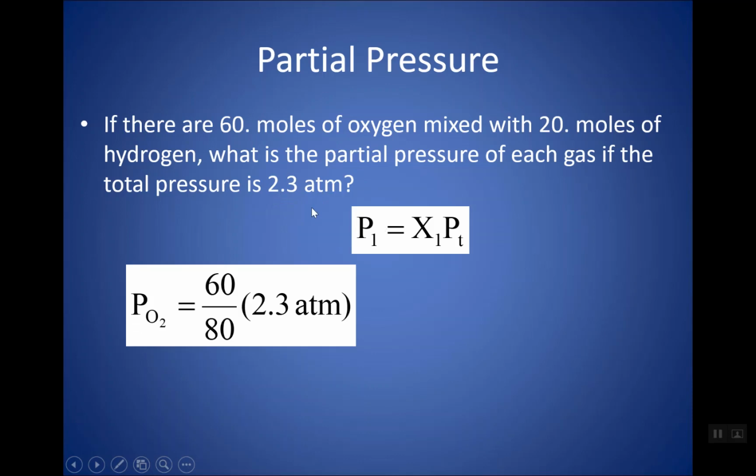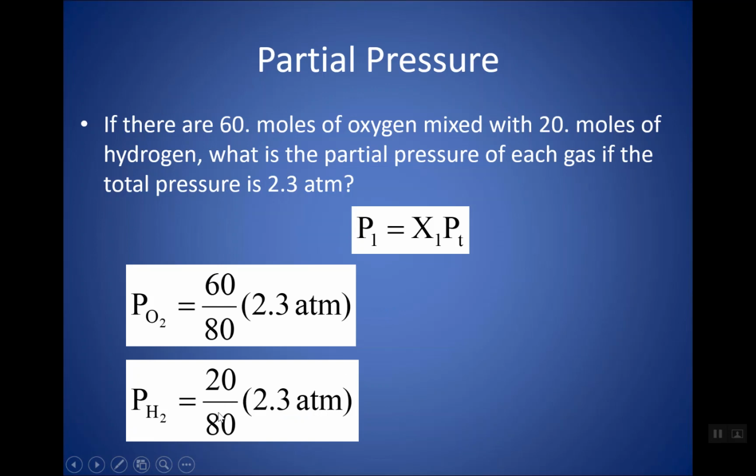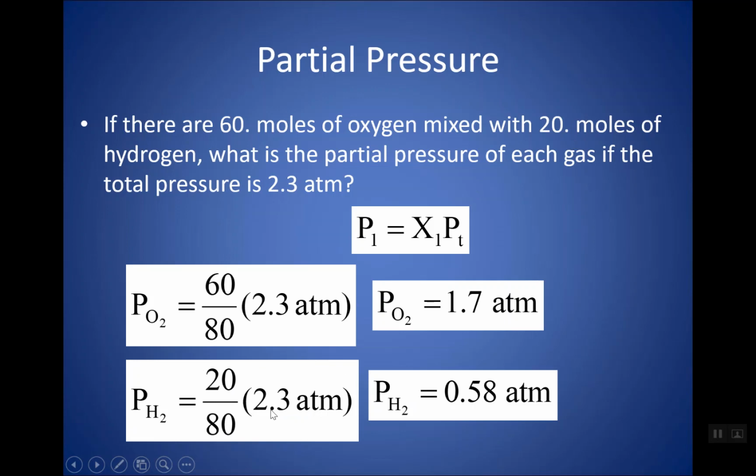So for the oxygen, I'm doing 60, the part, over the whole moles. 60 plus 20 is 80. Don't do one part over the other part, it's part over whole. And then I'm multiplying this, which is the mole fraction, times the total pressure, 2.3. And I'm doing the same thing for H2, but this time I'm doing 20 over the total, part over whole, times 2.3. And I get my two partial pressures.